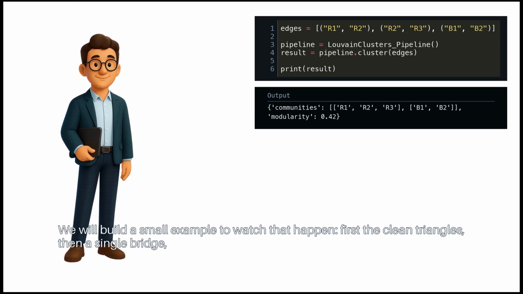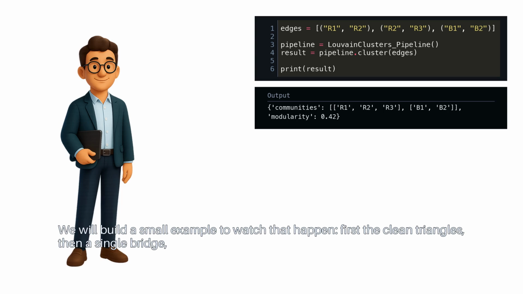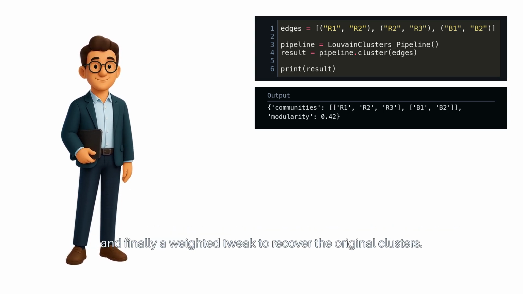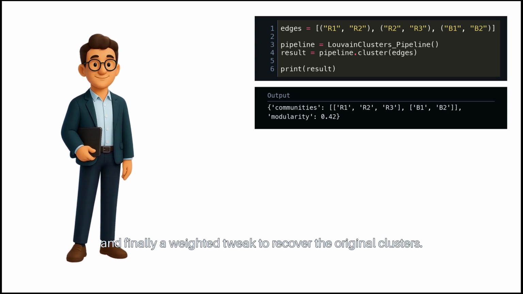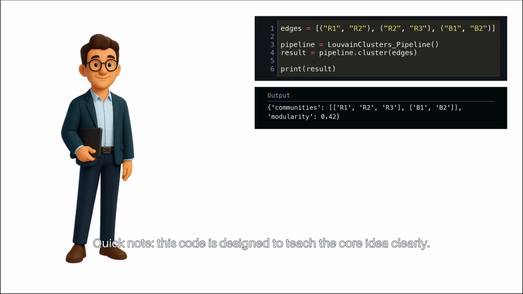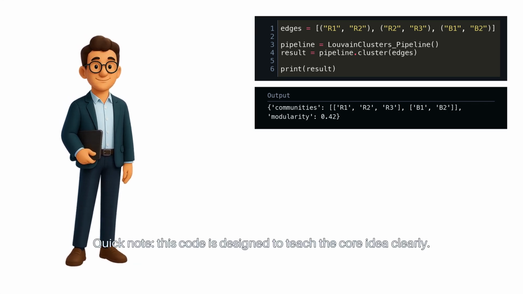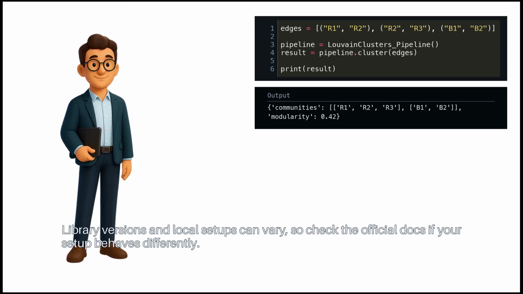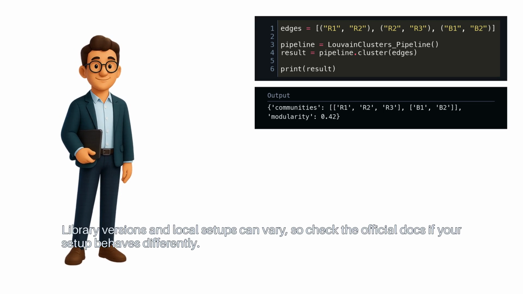We will build a small example to watch that happen. First, the clean triangles, then a single bridge, and finally a weighted tweak to recover the original clusters. The goal is to learn by watching how modularity moves and how a small change can restore clearer communities. Quick note, this code is designed to teach the core idea clearly. Library versions and local setups can vary, so check the official docs if your setup behaves differently.